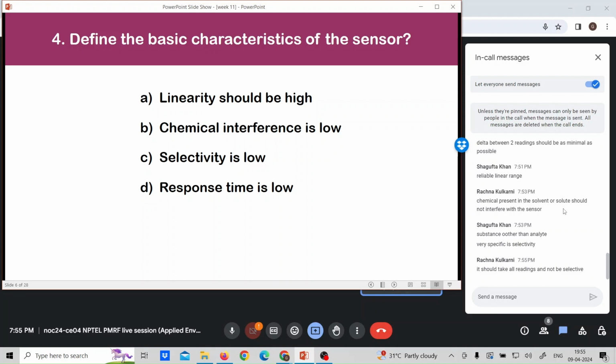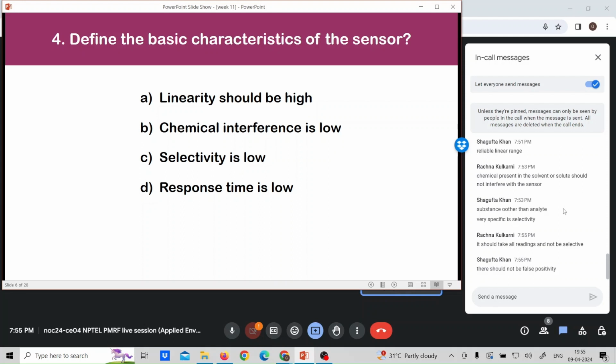So as we have discussed, linearity is consistency. So the consistency should be high. Yes, it is true. That is one of the characteristics of a sensor. Similarly, the interference should be low. If the interference is low, we can have a very reliable result.